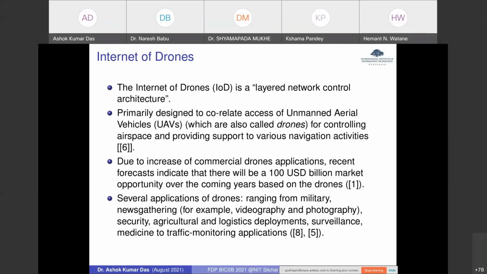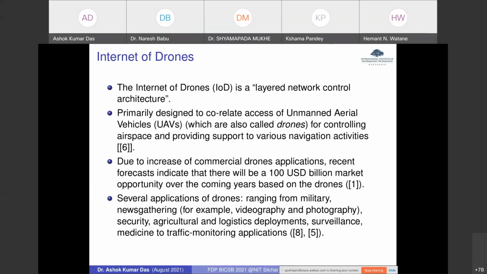Earlier, drones were applied to certain areas, but fortunately in recent years there has been a significant increase in commercial drone applications. That's why there is a broad forecast that there will soon be a 100 billion USD market opportunity in the future based on drones.